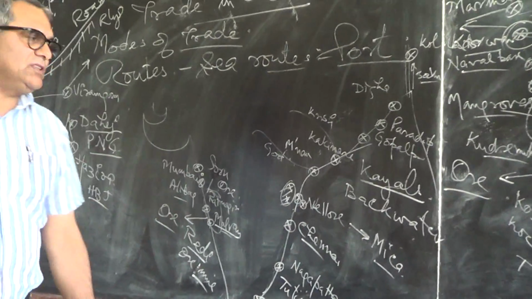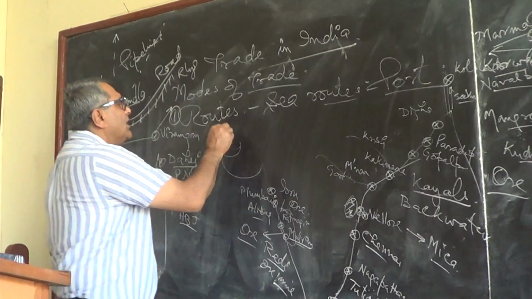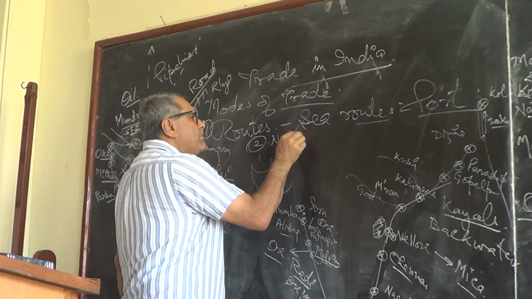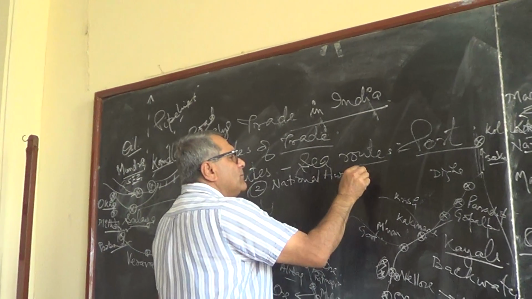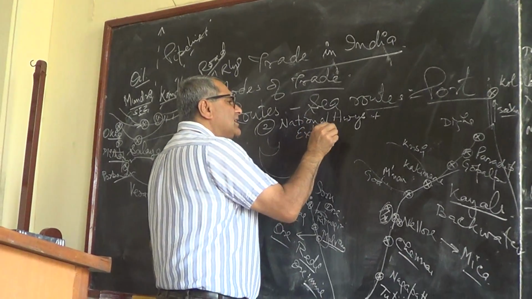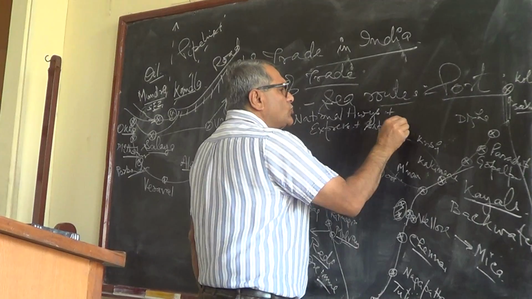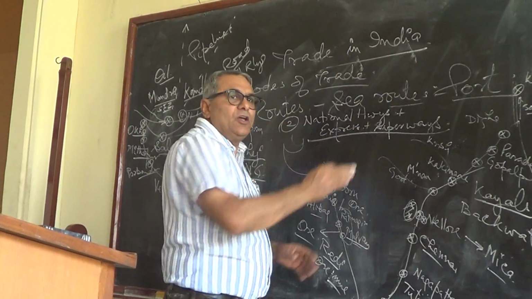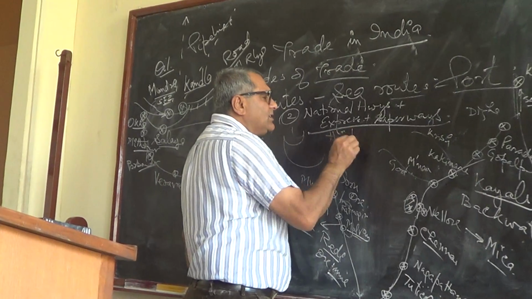Apart from that, we have route trade. One mode is the sea routes, the ports. Number two, all are connected with the national highways plus expressways and superways. Most of the ports are connected with them. We have a vast hinterland. The area which a port feeds is called its hinterland. So they have a vast hinterland.